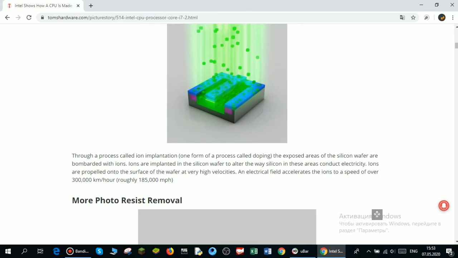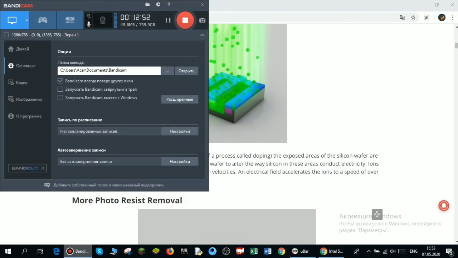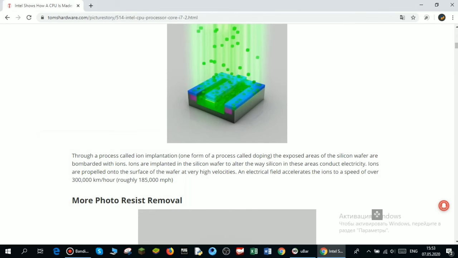Okay guys, through a process called ion implantation, one form of a process called doping, the exposed areas of the silicon wafer are bombarded with ions. Oh, this is bombarded ions. Ions are implanted in the silicon wafer to alter the way silicon behaves. These areas conduct electricity.